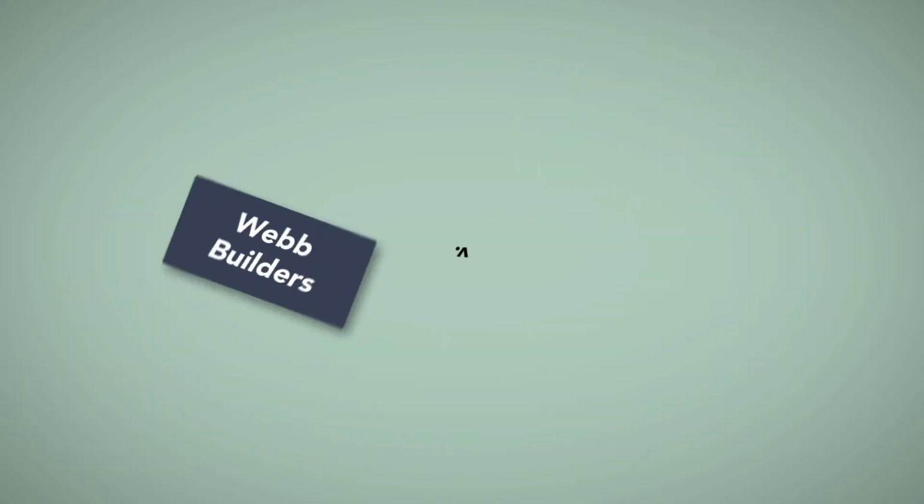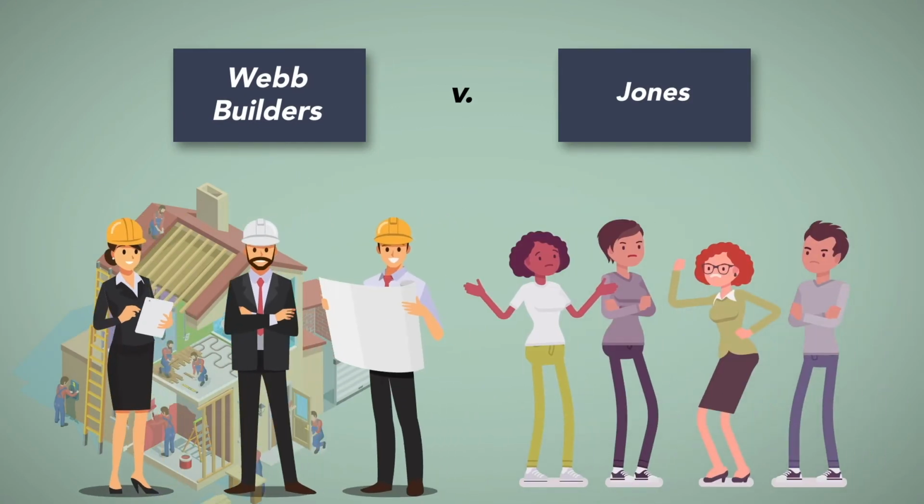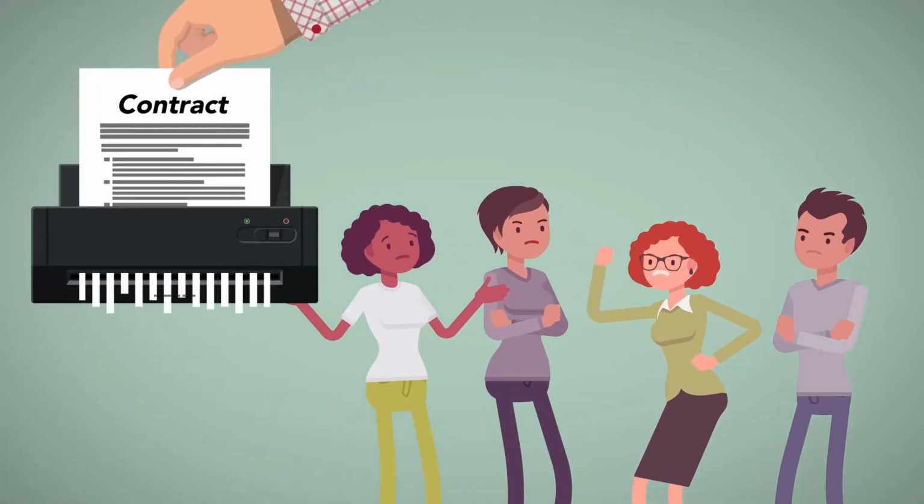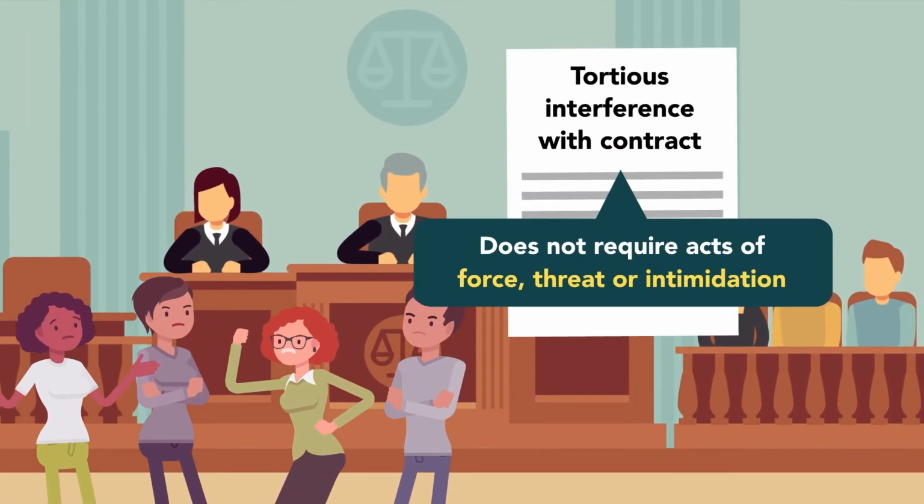Webb Builders v. Jones involved a home builder and several of the company's clients. Having become dissatisfied with the performance of the builder, the clients expressed their displeasure to the plaintiff's other clients, resulting in their decisions to terminate their contracts. Holding in favor of the plaintiff, the court opined that the tort of interference does not require acts of force, threat, or intimidation.